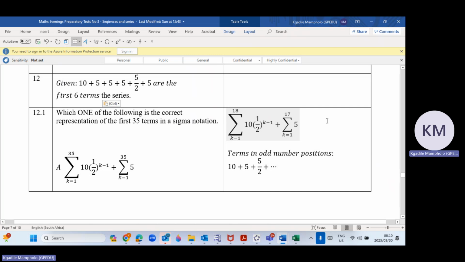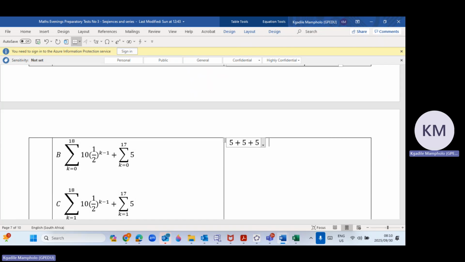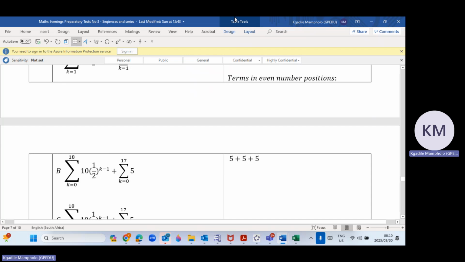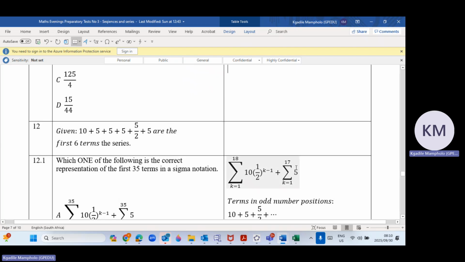The terms in odd number positions would be 10, 5, and so on. Odd number positions, I mean number 1, number 3, number 5. The series will be like this. It means the common ratio is half. Then the terms in the even number positions are 5s. The terms in the even number positions are 5s.